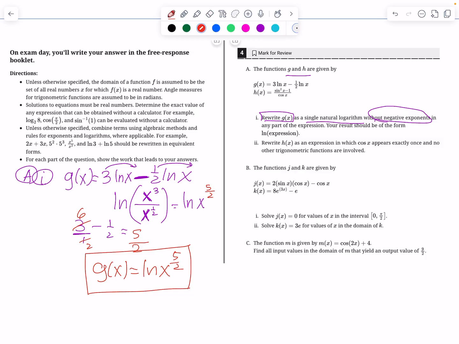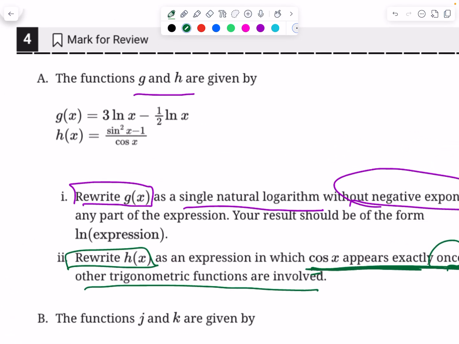Rewrite h of x as an expression in which cosine x appears exactly once and no other trigonometric functions are involved. So basically, we want it in terms of cosine x. All right, so I'll just do this here. So it's already written here. So I'll put this A, Roman numeral 2. So you have to remember your trigonometric identities. The most common one is sine squared theta plus cosine squared theta equals 1.